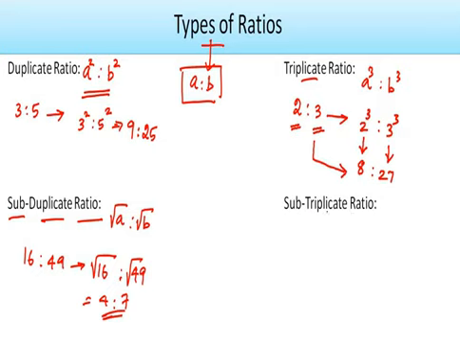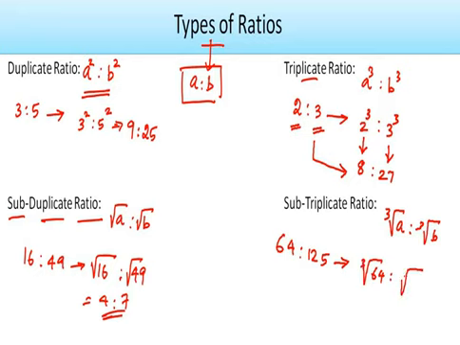So what is sub-triplicate ratio? Just the opposite of the previous concept. Find out the cube root of A is to B. That's it. So say for example, if we need to find out the sub-triplicate ratio of 64 is to 125, what is going to be the result? So cube root of 64 is to cube root of 125. And what is cube root of 64? That's 4. What is cube root of 125? That is 5. So the sub-triplicate ratio of 64 is to 125 is 4 is to 5.